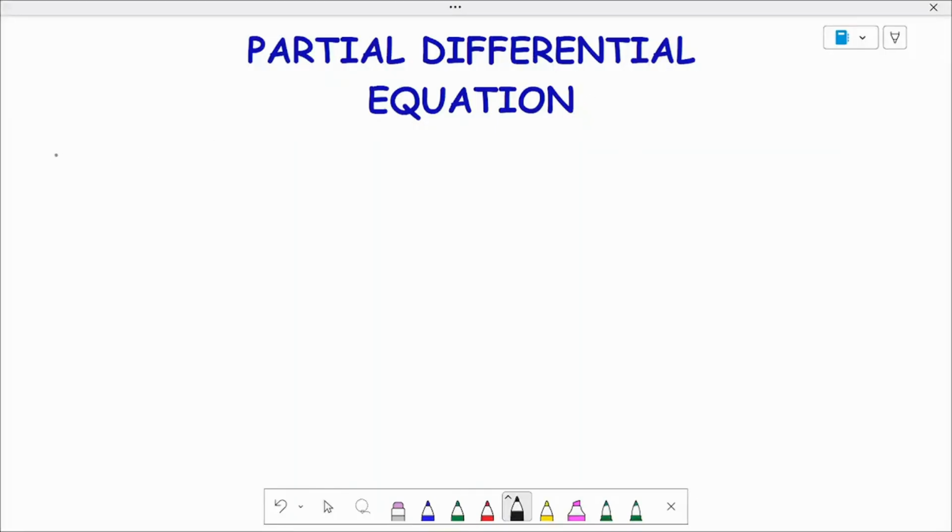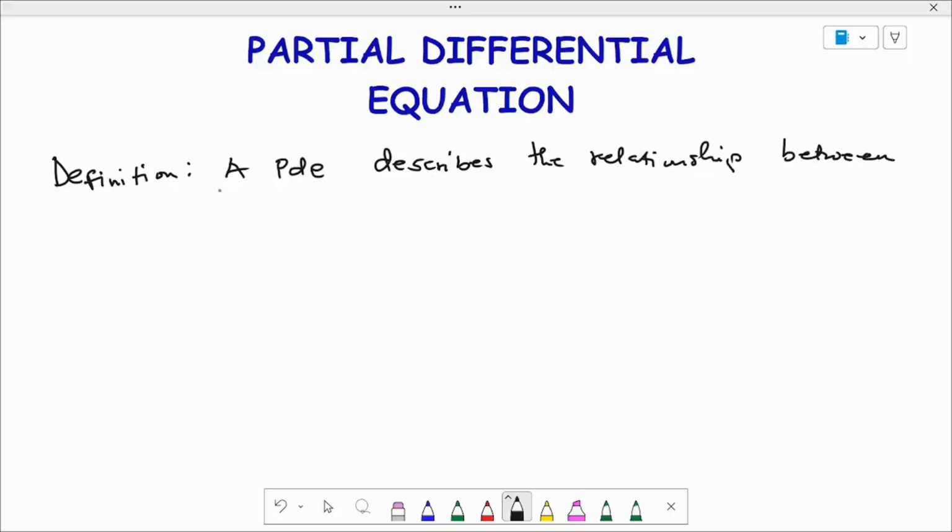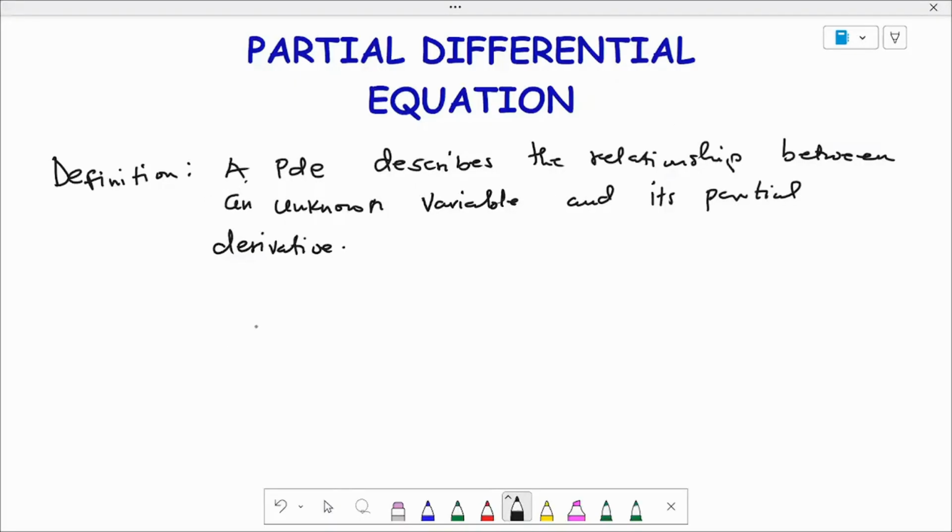In simple terms, we call it a PDE. So look at the definition of a PDE. A PDE describes the relationship between an unknown variable and its partial derivatives. So we are saying if you have an equation that describes the relationship between an unknown variable and its partial derivatives, then it is a partial differential equation.